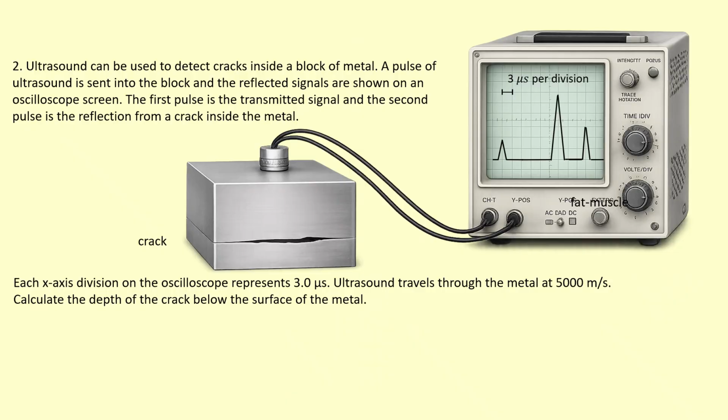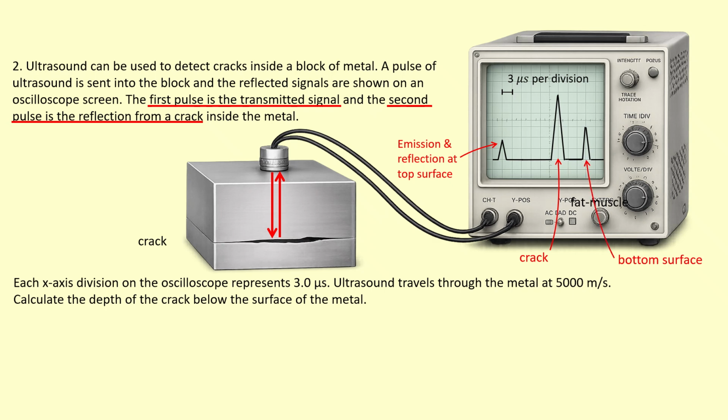Okay, so here's another application for ultrasound. Ultrasound can be used to detect cracks inside blocks of metal. So a pulse of ultrasound is sent into the block and the reflected signals are shown on an oscilloscope screen like you've shown here. The first pulse, as you see on the screen, is the transmitted signal, the one that goes through. Now a bit of it's reflected at the top surface, so that's what's shown in the first pulse there. Now the second pulse is the reflected one from the crack, okay, because that's the next boundary. So it's going to go to the crack and reflect off there. So that's the second pulse there. Now the final pulse on the screen, that's most likely the reflection from the bottom surface there.